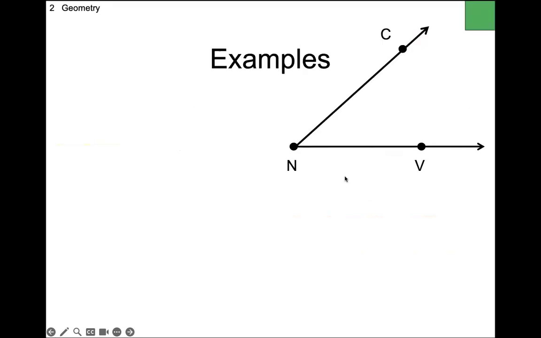Okay, I have more practice for this. Pause the video, then I'll give you the answer for each one. Oops, sorry, for each one of these again. The points are C, N, and V. The segments are NC and NV, or say that opposite, VN and CN for the segments.